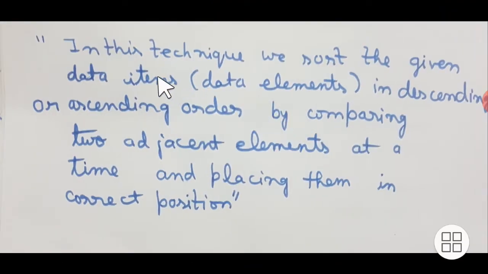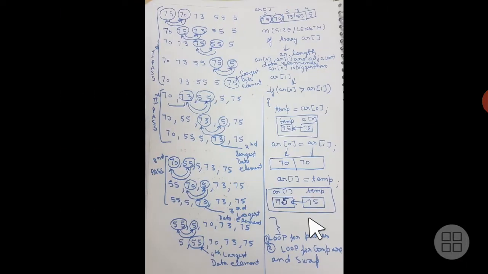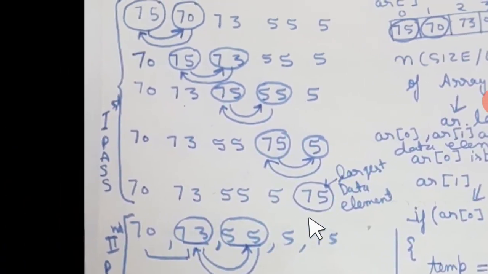Students, bubble sort, as I've told you, is a sorting technique. It's all about sorting the data either in ascending or descending order. In this technique we sort the given data items or data elements in the descending or ascending order by comparing two adjacent elements at a time and placing them in the correct position. Alright, now here is an example in front of you.